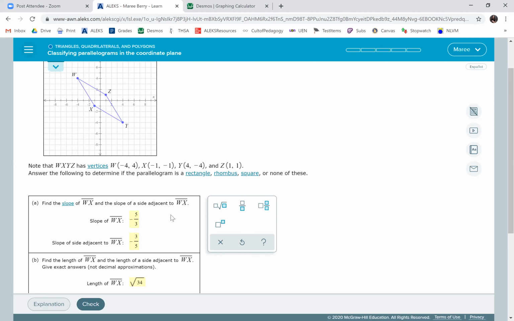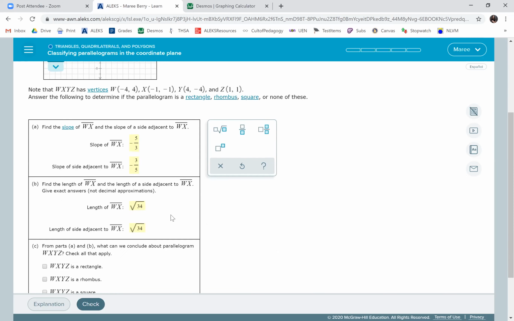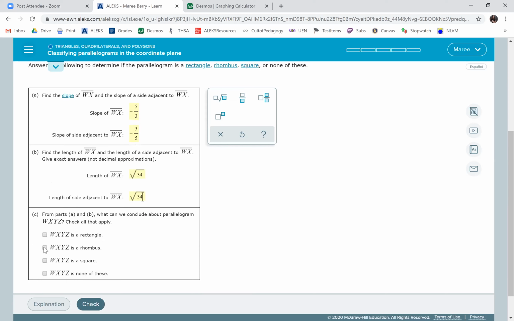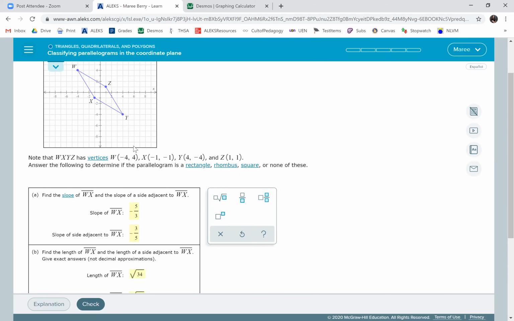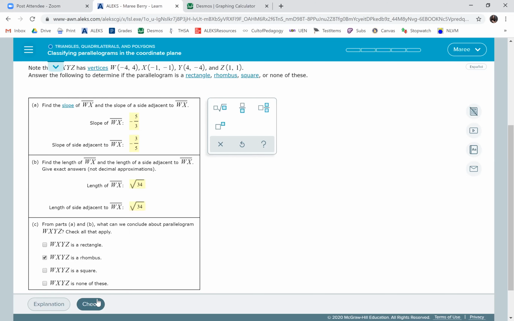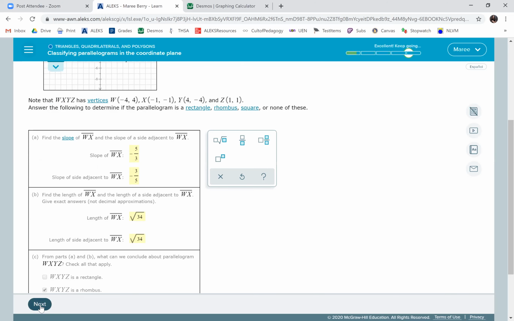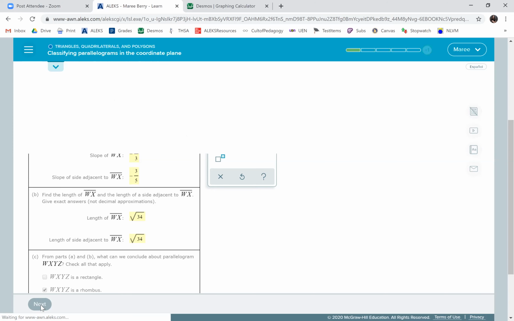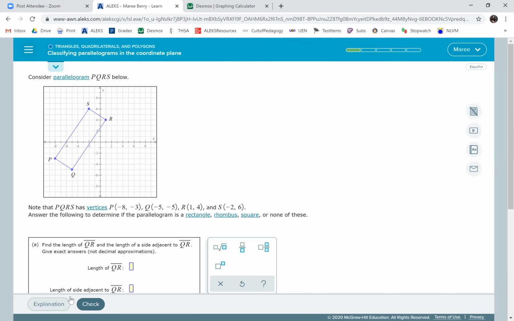So, could it be a rhombus? Oh yeah, it's a rhombus because all the sides are the same. The slopes are not opposite reciprocals, so they're not 90 degrees. Of course, we could see that just looking at it. So it's not a rectangle or square, but the sides are the same, so it is a rhombus. Okay, so again, we're just doing what they ask us to.